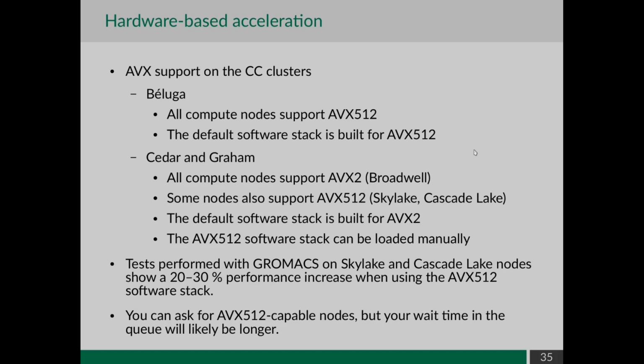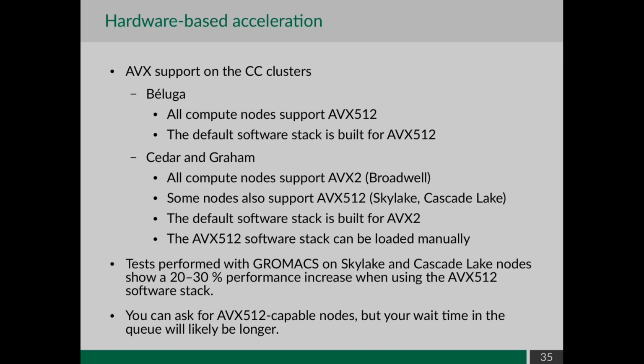Now, I said that Gromacs on the Compute Canada systems has been optimized already. However, there is a caveat. On Beluga, all the compute nodes support AVX512, which is the most recent version of the AVX instruction set. For that reason, the default software stack on Beluga was built for AVX512. On Cedar and Graham, all the compute nodes support AVX2, however, and some nodes also support AVX512. For that reason, the default software stack was built for AVX2. It is the smallest common denominator.